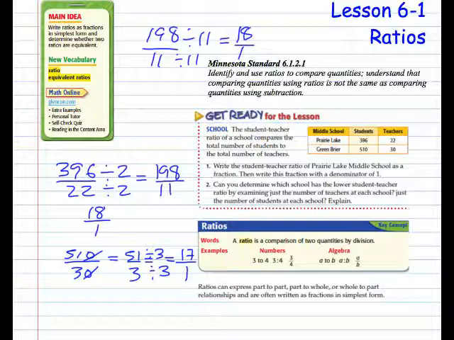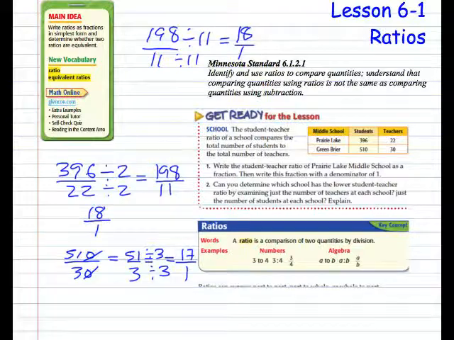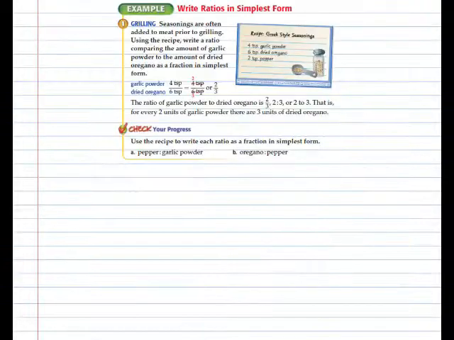A ratio is a comparison of two quantities by division. Using numbers, I can write ratios 3 different ways: 3 to 4, 3 colon 4, or the fraction 3/4. Algebraically, A to B, A colon B, or the fraction A over B. Ratios can express part to part, part to whole, or whole to part relationships, and are often written as fractions in simplest form. That's basically what we will do for the most part. Fractions in simplest form. And we know from our previous lesson that simplest form means the numerator and denominator of the fraction have a greatest common factor of 1.